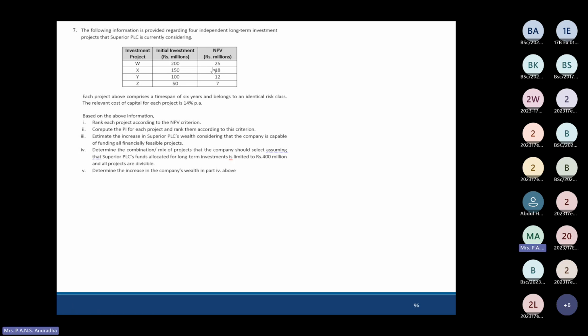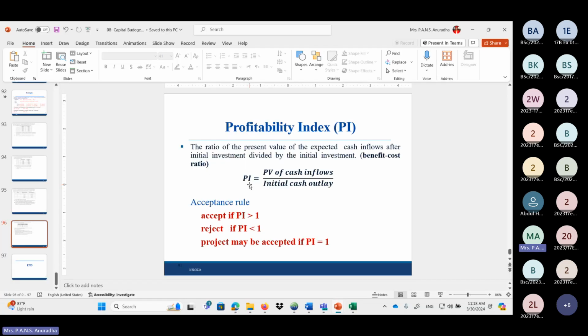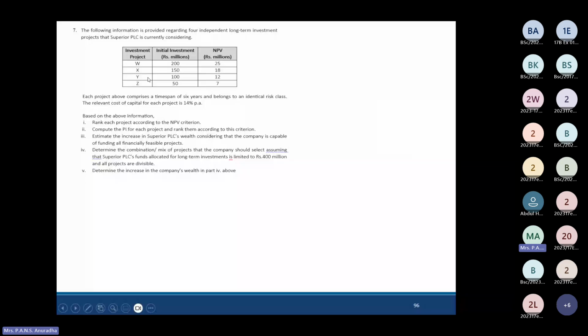The following investments are not the same. You are given these investment projects for WXYZ. The initial investment is given. NPV is also given here, actually. In the previous ones NPV is not there. The present value of the net cash flows is given.